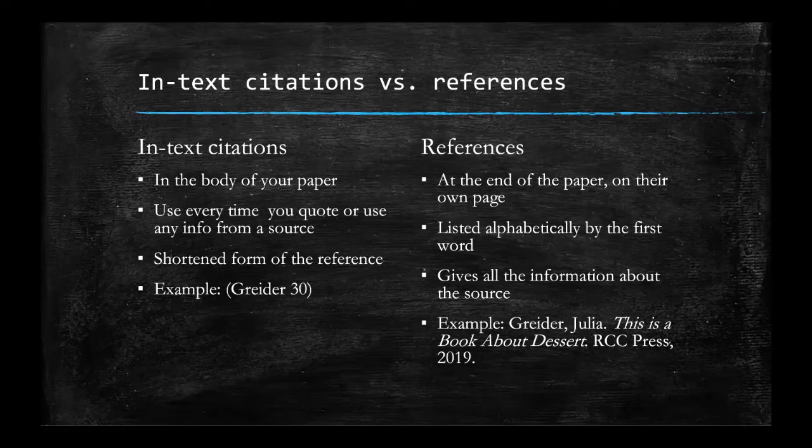One quick note also that the in-text citation goes before the period at the end of the sentence. So you'll have your sentence, your citation, and then the period after the parentheses. The references, on the other hand, go at the end of the paper on the works cited page, which is its own page. And they're going to be listed alphabetically by whatever the first word of the reference is. It's usually going to be the author's last name, but not always. And it gives all of the information about the source that someone would need to be able to go and find it on their own.